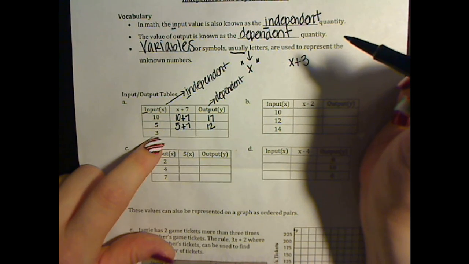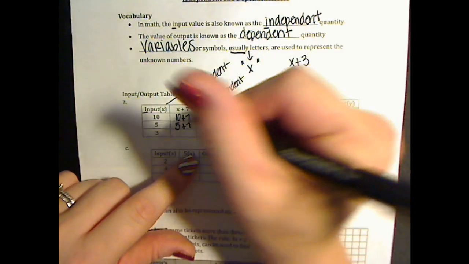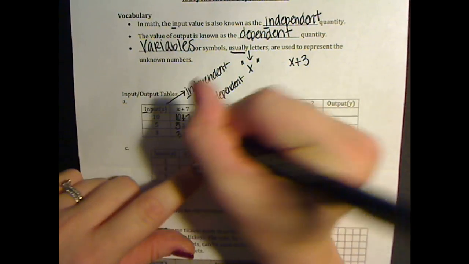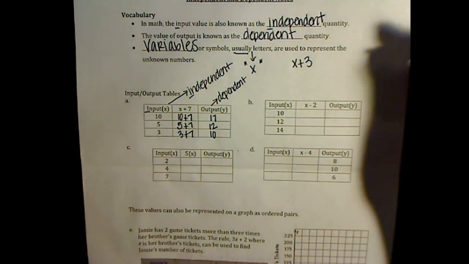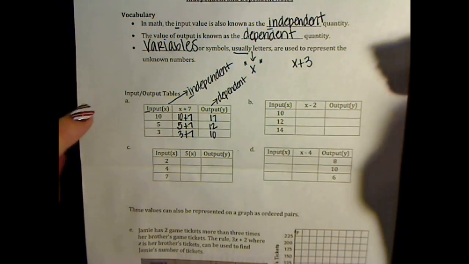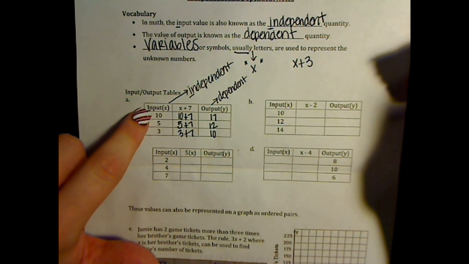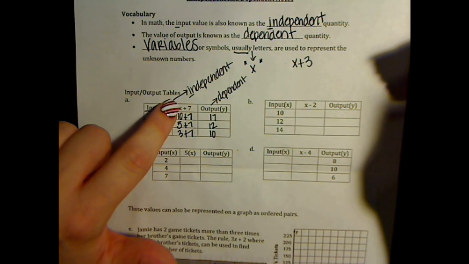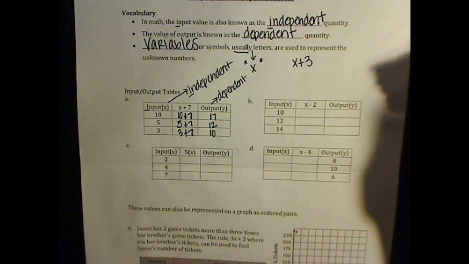Same thing. They're saying X is 3. So let's replace X with 3. 3 plus 7, well, that would be 10. So we just created an input-output table. All you're doing is taking the number the table gives you as the input, or the X, substituting it in for X in the rule, and then solving, basically.